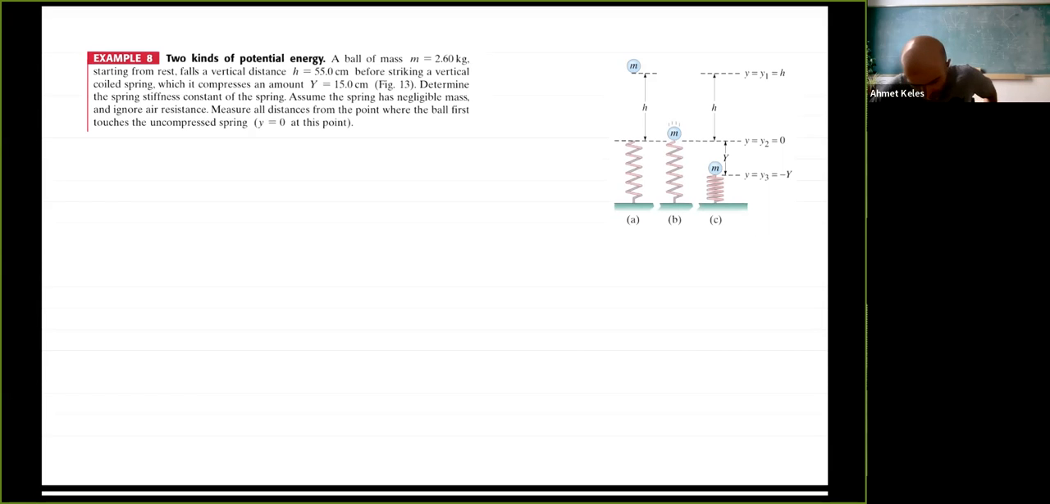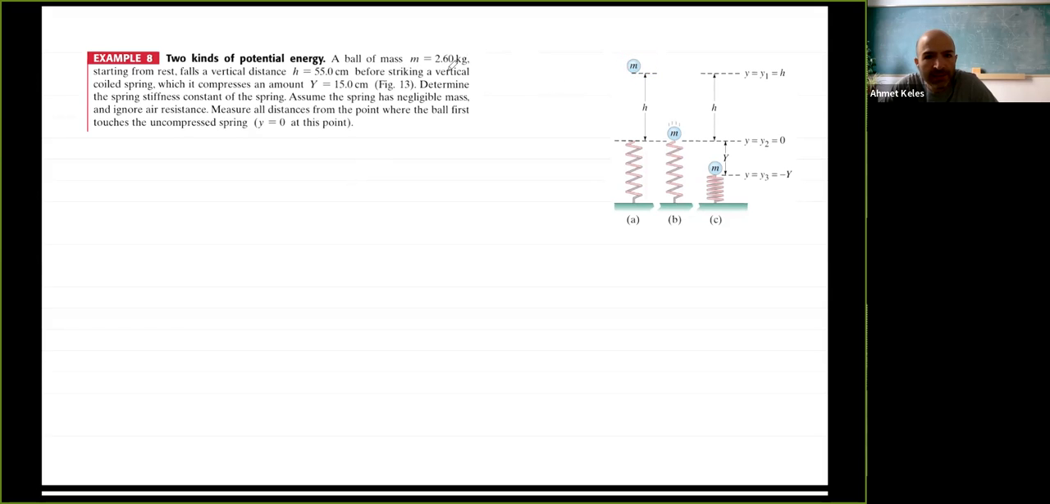Okay, let me read this question and give you a couple of minutes, and then I can attempt. A ball of mass m, starting from S, falls a vertical distance h before striking a vertical coiled spring, which it compresses an amount y. Okay, here's the figure. Determine the spring stiffness constant of the spring. Assume the spring has negligible mass and ignore the air resistance. Measure all distances from the point where the ball first touches the uncompressed spring. Let's take y equal to 0 at this point. So the ball starts here.